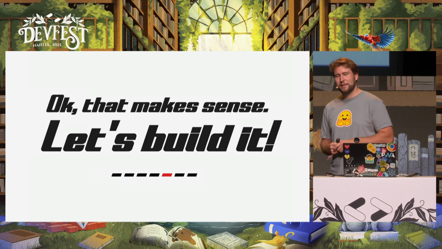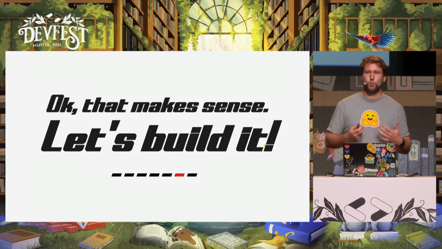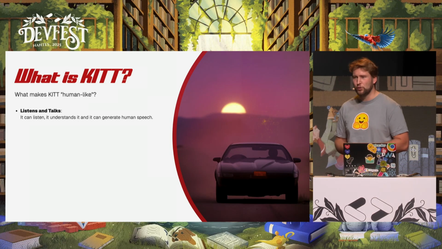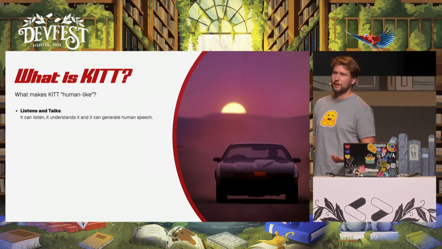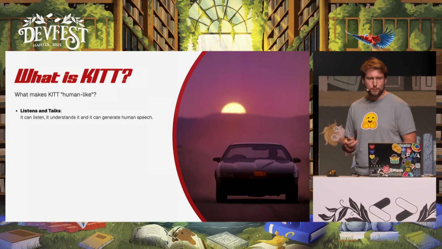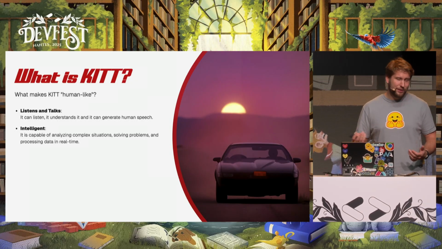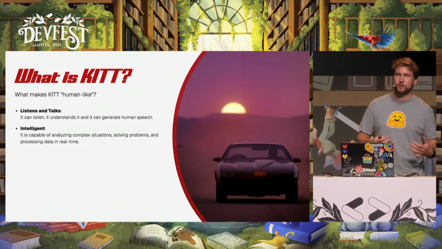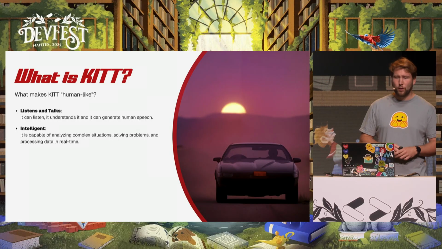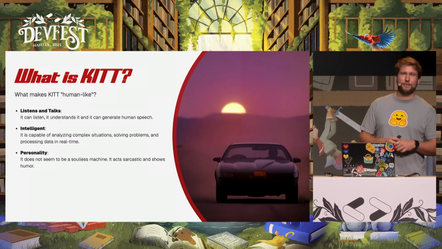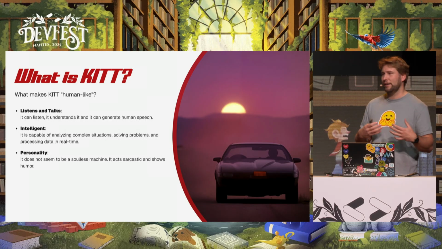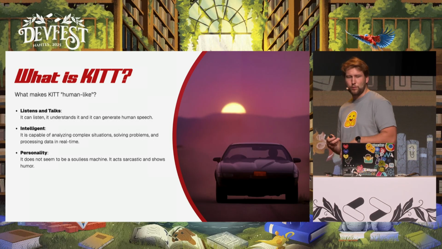If we want to build it, we first need to look into the features. So what are the features that make K.I.T. human-like? First of all, it listens and it talks, so we can talk to it in natural language. It will talk back to us. It is intelligent, so it is able to process information and to act on that information. It has a personality. It's not just a soulless machine. It has humor, it has sarcasm, and all of that.